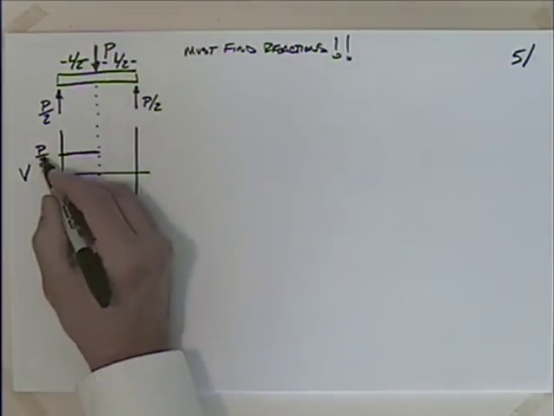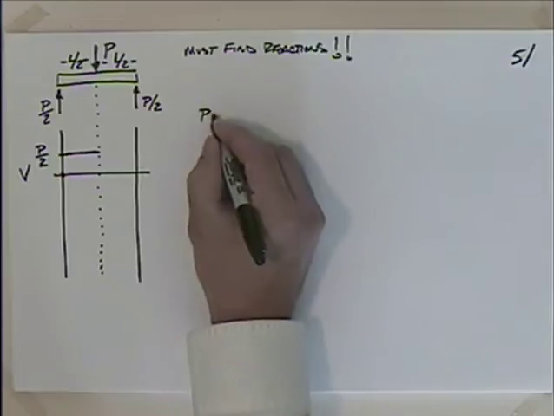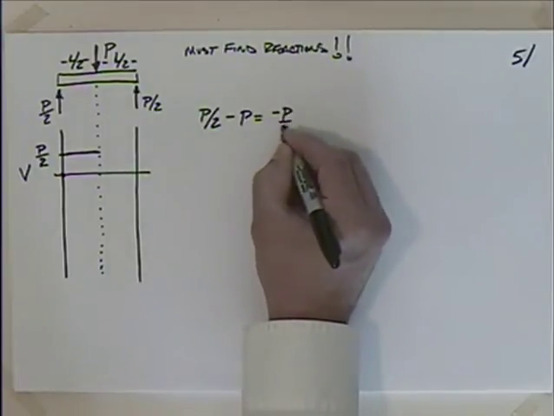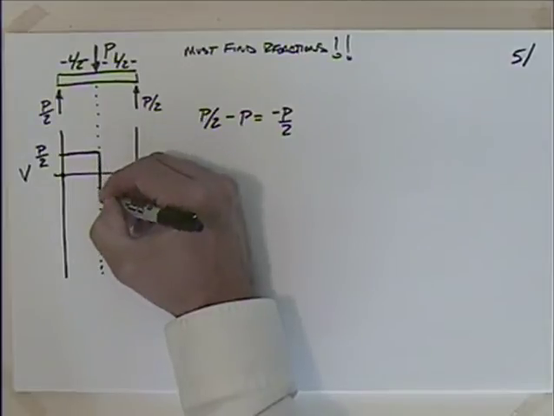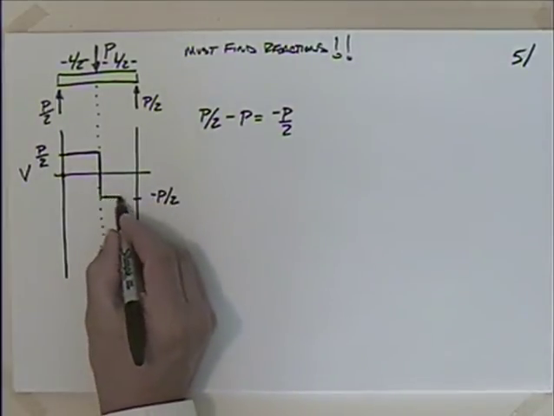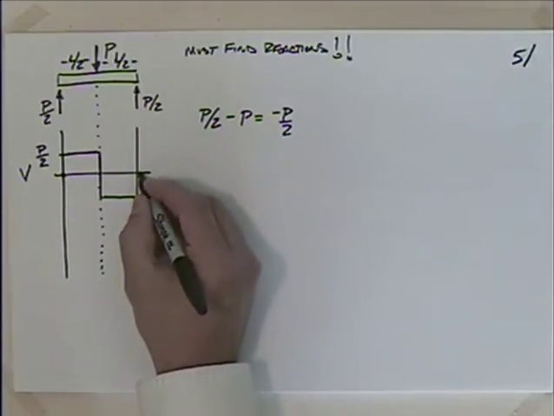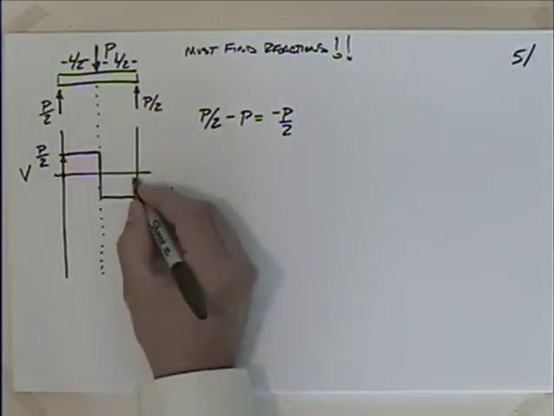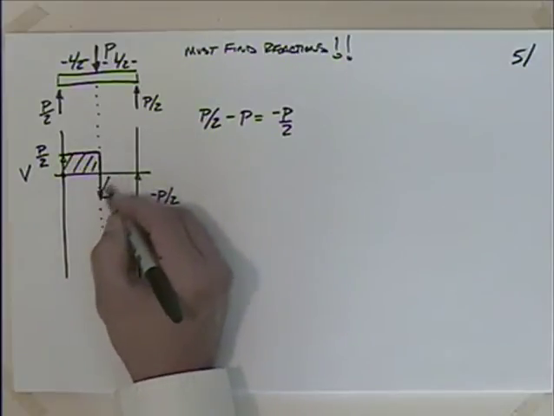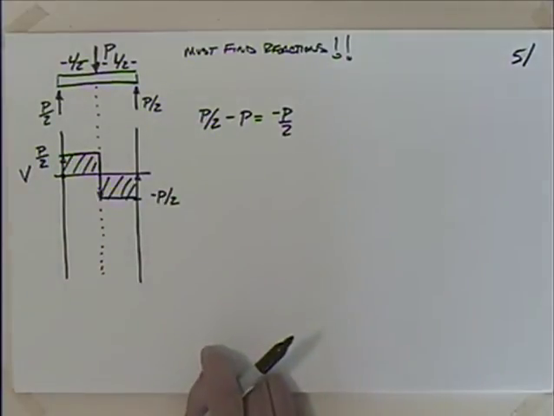So if we are at P over 2, and we subtract P, what does that give us? Minus P over 2, doesn't it? So we're jumping down to there, to minus P over 2. And then steady as it goes. We get over there, then we get to jump back up. We could even put these arrows in here where we're jumping up and we're jumping down. That's it. Okay, that's our shear diagram.